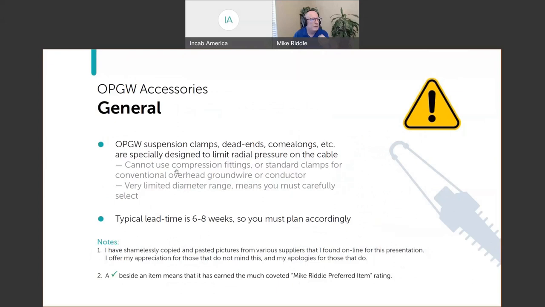A general point about OPGW accessories is that all of them are designed specifically for OPGW. And in particular, they are specially designed to limit the radial pressure on the cable. That's important, right? Because in all of these cables, you got fiber somewhere inside that cable. So you need to limit radial pressure.